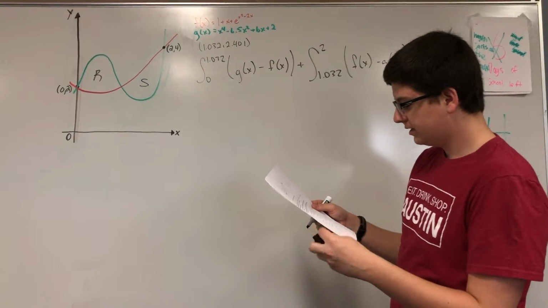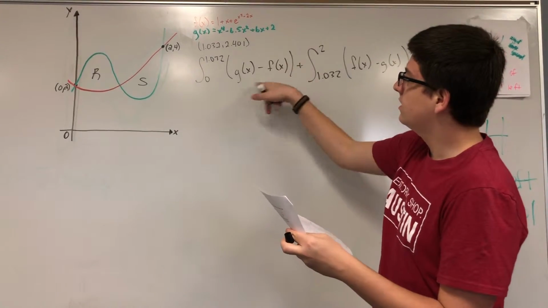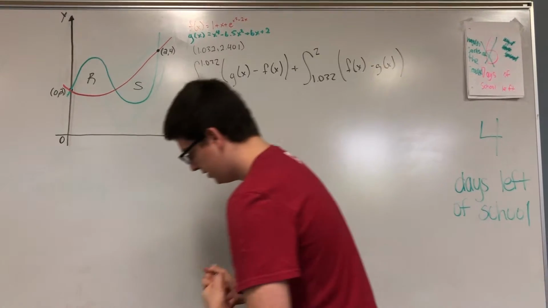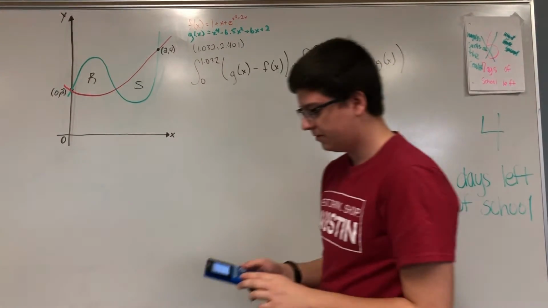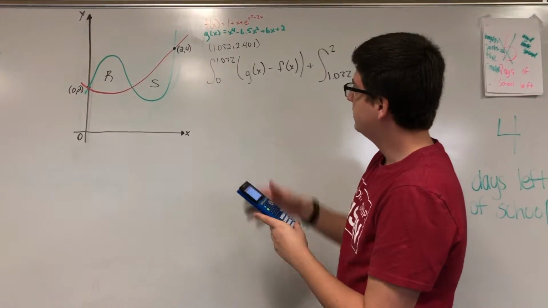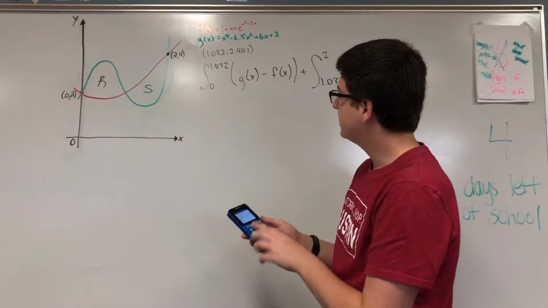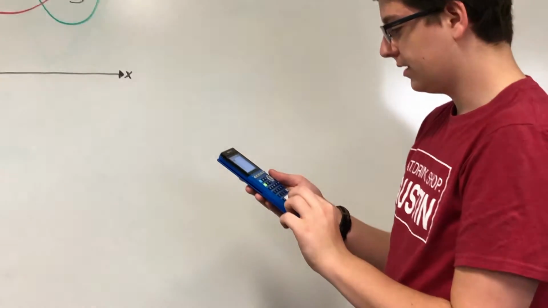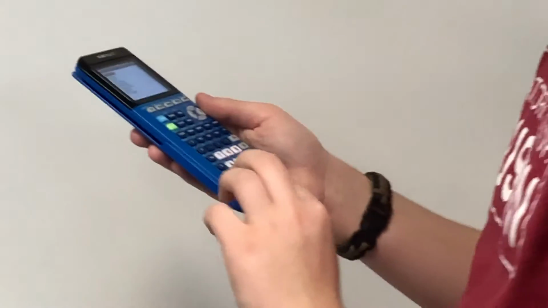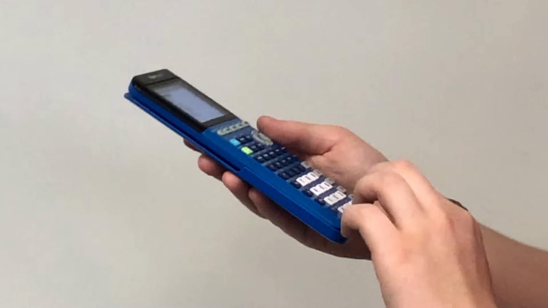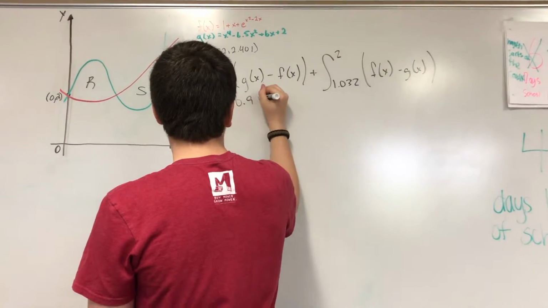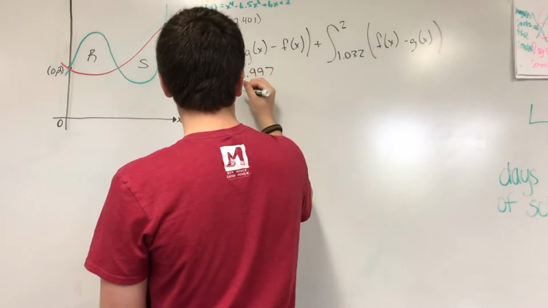When you plug these in and do the integrals through your calculator, you're going to go back and hit y equals, plug this in, it'll be g of x minus f of x. Take graph, second calculate, then we're going to do 7. We're going to go from 0, enter, 1.032, enter, and it's going to give you 0.997 for that one.